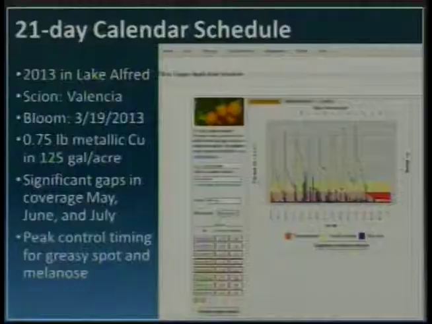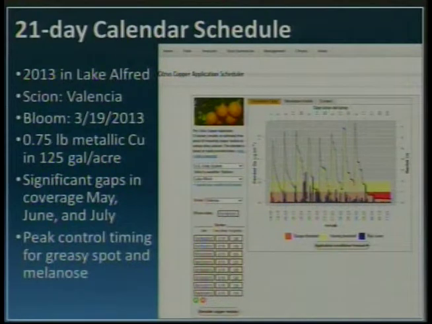And we also have a mobile version, so if you go online from your phone, it'll automatically take you to the mobile version. So just to give you an idea of how this is working, I used a 21-day calendar schedule for last year, 2013, in Lake Alfred, on Valencia, with a bloom of March 19th in 2013. We used 0.75 metallic copper in 125 gallons per acre. And those are the defaults, but they're also quite commonly used.